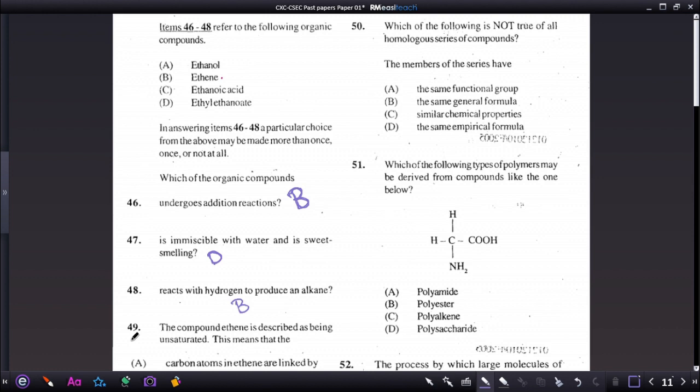50. Which of the following is not true of all homologous series of compounds? The members of the series have the same functional group. Yes. So think of an alcohol. All the members of the homologous series for the alcohol contain the OH group. They have the same general formula. Yes. CnH2n+1OH.